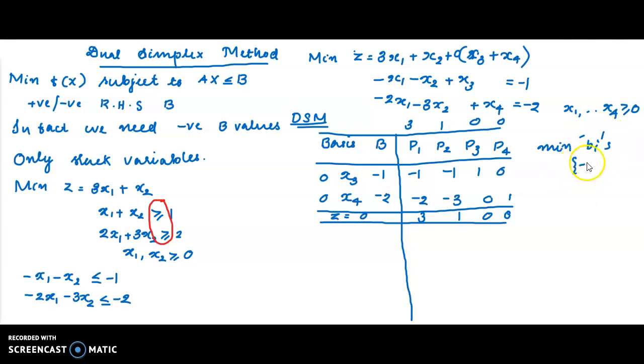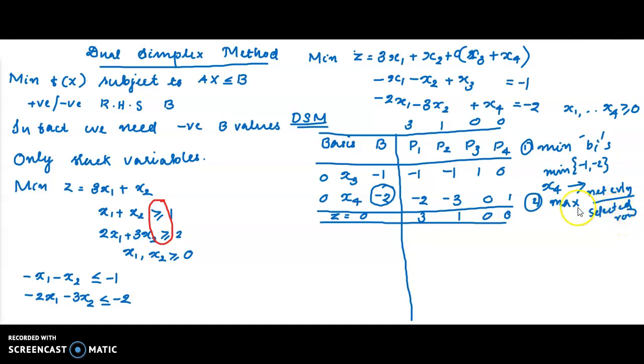Here the minimum of minus 1 and minus 2. Our first job is to select the minimum of minus 1 and minus 2. The minimum is minus 2. That means x4 goes out of the basis. Corresponding to that leaving variable, we determine the entering variable. To find the entering variable, we take the maximum of net evaluation divided by the selected row entry. Now the row of x4, the second row, is selected.